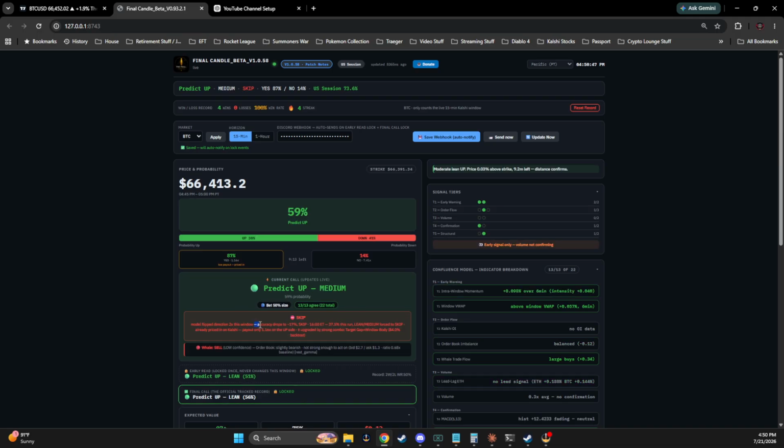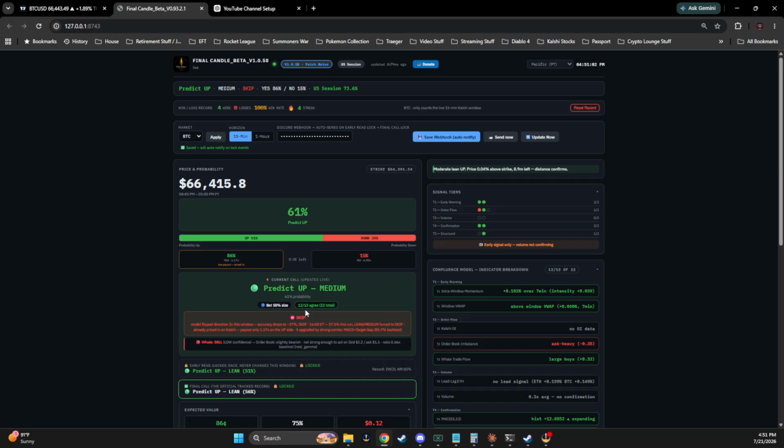Right here, you also have skip, confidence is lean. This one just had model flip direction 2 times this window. So that's telling you, hey, it went down and then it came back up. So it's kind of telling you this one's fluctuating for a little bit. It's just giving you a warning.